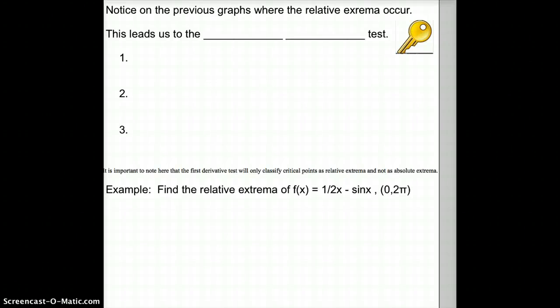So now after the discussion about increasing and decreasing functions, we're ready for a test that we call the first derivative test. We're also going to have a second derivative test, and both of them are used for the same ultimate goal, which is to find the relative maximums and minimums on a graph.